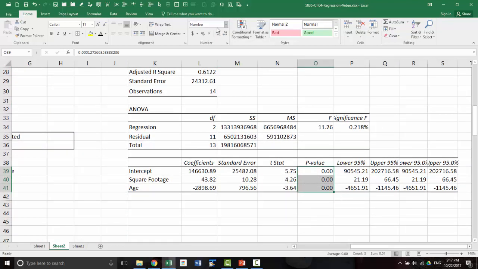So we'll change that to a percentage and increase decimal places. Of course, remember, intercept we are not interested in, only the slopes. And as you can see, the p-value for beta sub 1 square footage is very small, so we can say beta sub 1 is different from 0, and beta sub 2 also p-value is very small, less than 5%, so we can reject that beta sub 2 is 0 as well. So both slope coefficients are significant.